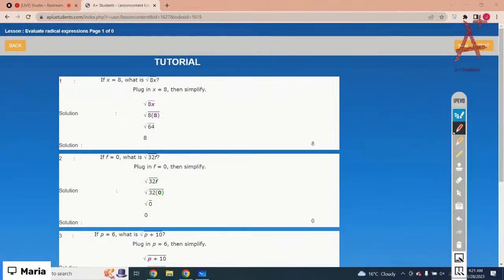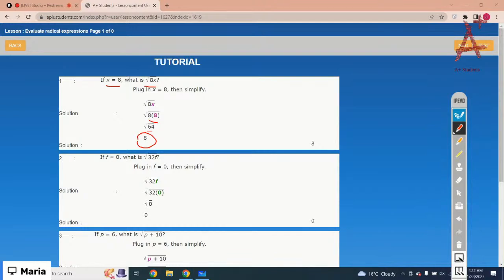If x equals 8, what is square root 8x? So simply replace the x with the value 8. It would be 8 times 8. 8 times 8 is 64. And 64 is the square of 8. Got it? That means square root 64 equals 8.